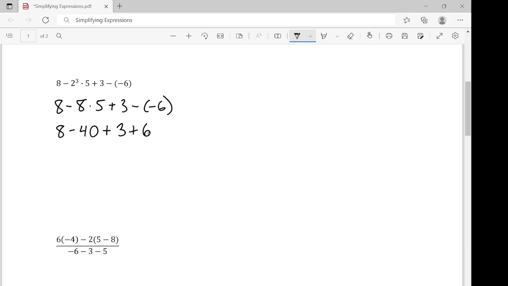Now we can combine the addition and subtraction that's left over, and we can just do that from left to right. So 8 minus 40 is -32, and 3 plus 6 is 9. And then -32 plus 9 is -23. So the simplified expression is -23.